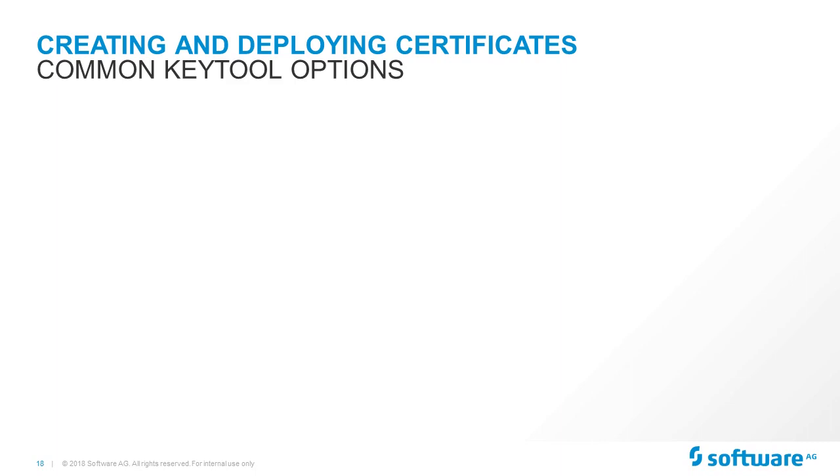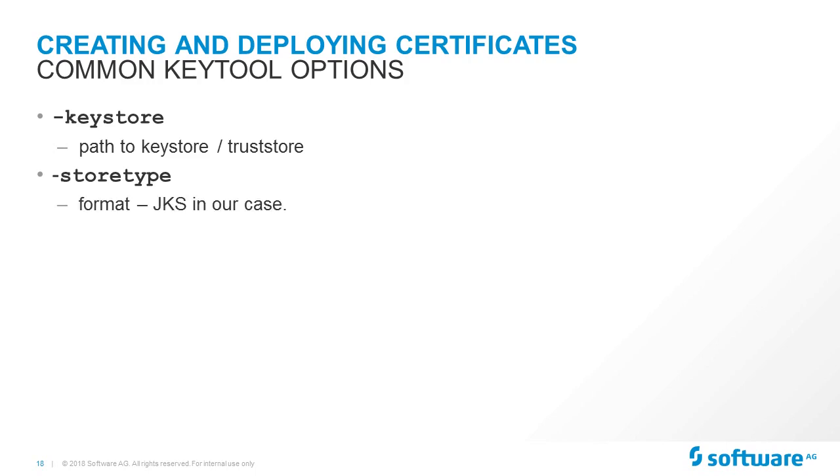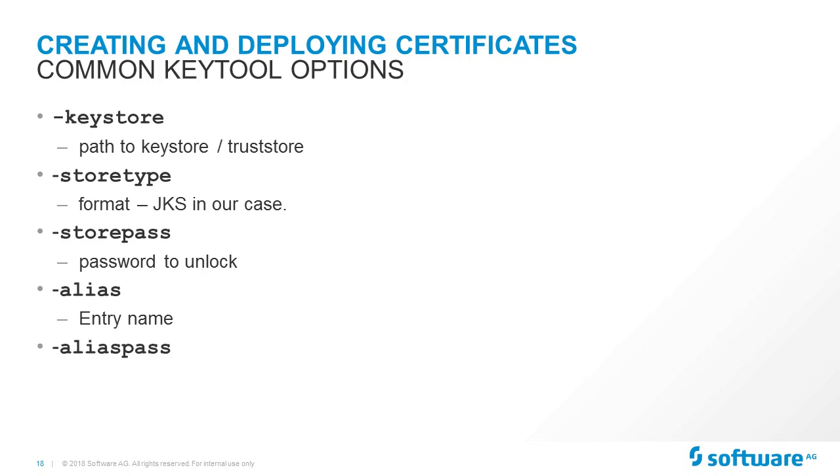There are also options to the keytool subcommands that are essentially the same for every single subcommand. So the first one, for example, is -keystore. This represents the path to the key store or the trust store that's being operated upon. -storetype, which represents the format of the key store or the trust store. This will always be JKS for us. -storepass, this represents the password to use to unlock the key store or the trust store. -alias, which represents an entry in the key store or the trust store where the certificate will be saved. -aliaspass, which is the password to unlock that particular entry inside the key store or trust store.